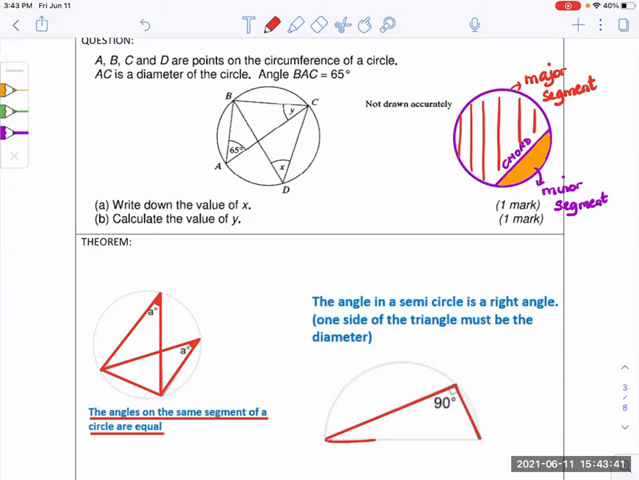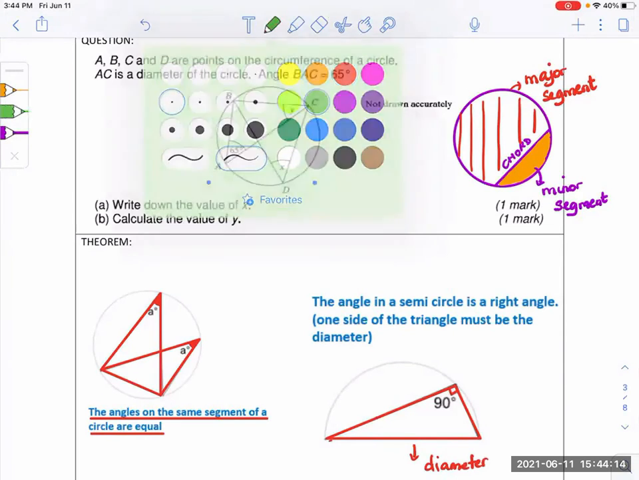So if a semicircle is half of a circle, one side must be the diameter. I don't know if you heard that. A semicircle is half of a circle. So if a triangle is found in a semicircle, it means one length of the side is the diameter. So once that happens, a right angle is formed. Are you all seeing that? Yes, miss.